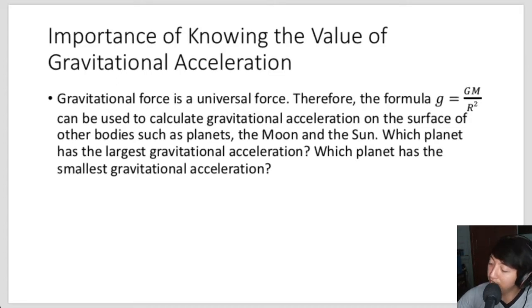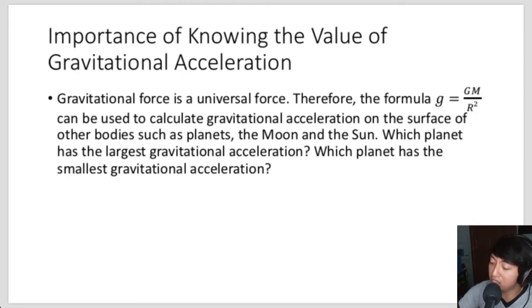Alright, so here's the question. What's the point? What's the importance of knowing the value of gravitational acceleration? I'm going to read it. Gravitational force is a universal force. Therefore, the formula small g equals big G times mass over the square of the distance between the two bodies can be used to calculate gravitational acceleration on the surface of other bodies such as planets, the moon, and the sun. So the question is, which planet has the largest gravitational acceleration? Which planet has the smallest gravitational acceleration?